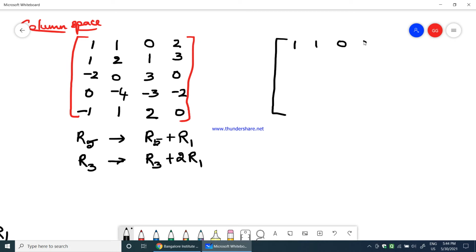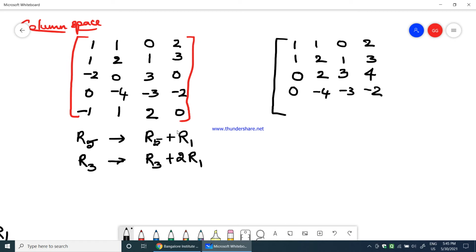1 1 0 2 1 2 1 3. Now R3 is minus 2 plus 2 into 1, so minus 2 plus 2 is 0. Then 0 plus 2 times 1, which is 2. Then 3 plus 2 into 0, so this remains 3. Then 0 plus 2 into 2, 4. So this is 0, 2, 3 and 4.